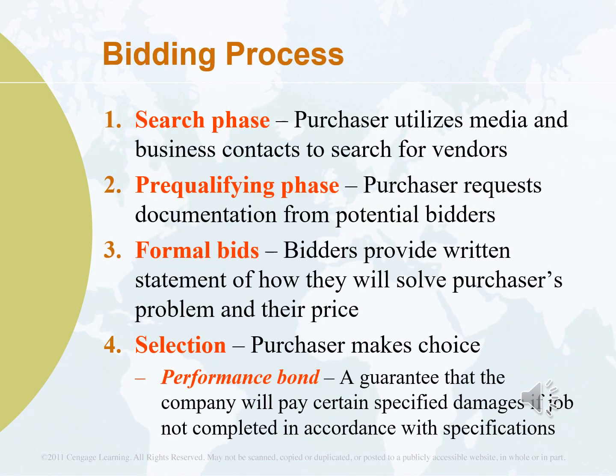Bidding process. If you are to sell to businesses or governments, you may have to go through some businesses. Most governments, you have to go through a bidding process. There are 4 phases of that: search phase, pre-qualifying phase, formal bids submitted, selection of bids, and also you may have to ask for a performance bond in case they cannot perform.